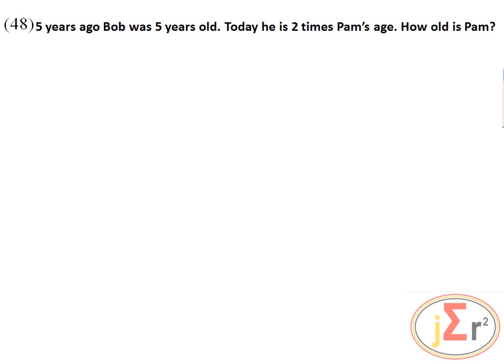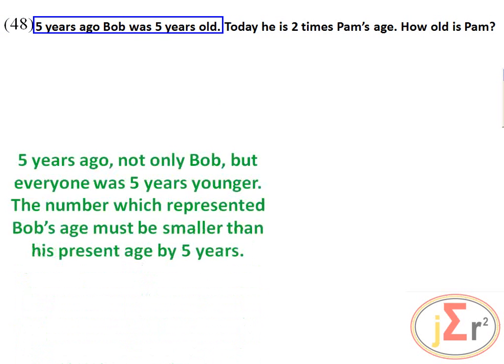"5 years ago, Bob was 5 years old. Today, he is 2 times Pam's age. How old is Pam?" The first part of the problem requires that we find Bob's present age. And Jerry is saying that his present age is 10. Okay, that's correct. Let us see how we can show that his present age is 10.